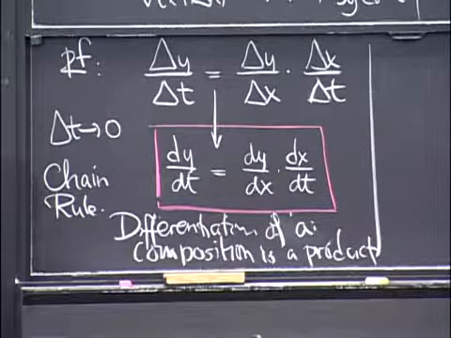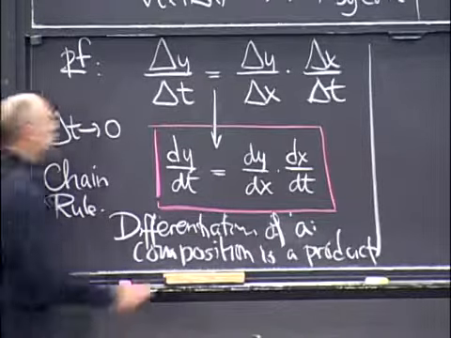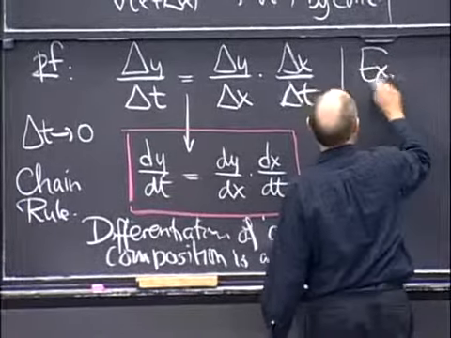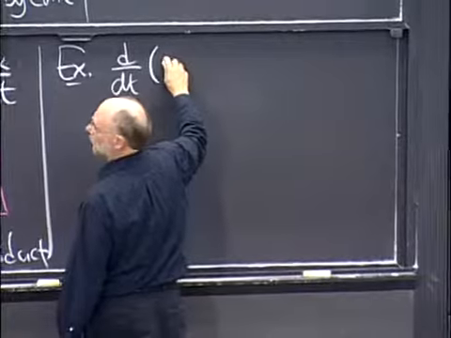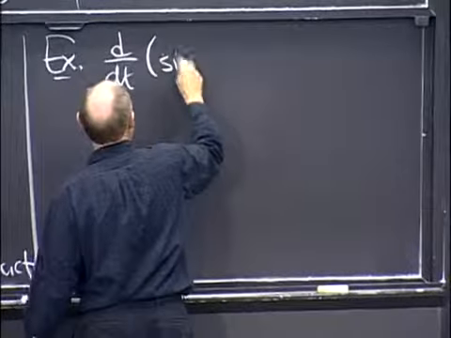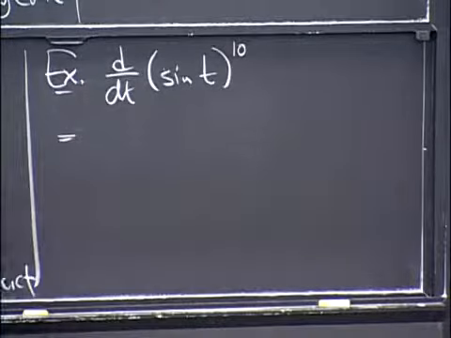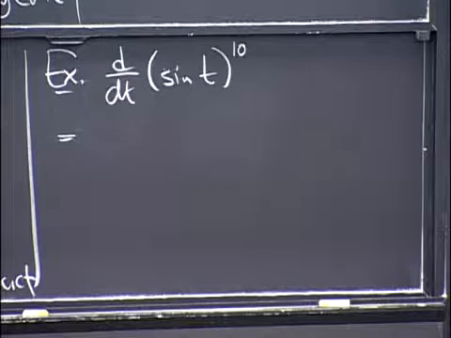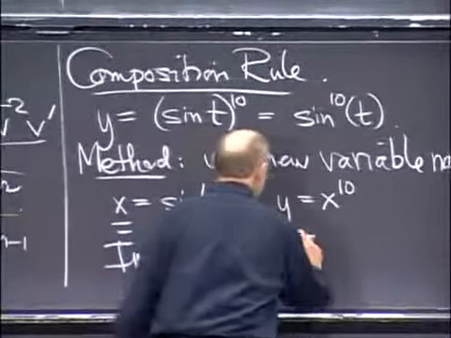And let's just do an example. See how that comes out. So let's differentiate sine of t raised to the 10th power. Okay, there's an inside function and an outside function. The inside function is x as a function of t. That is, this is the inside function, and this is the outside function.